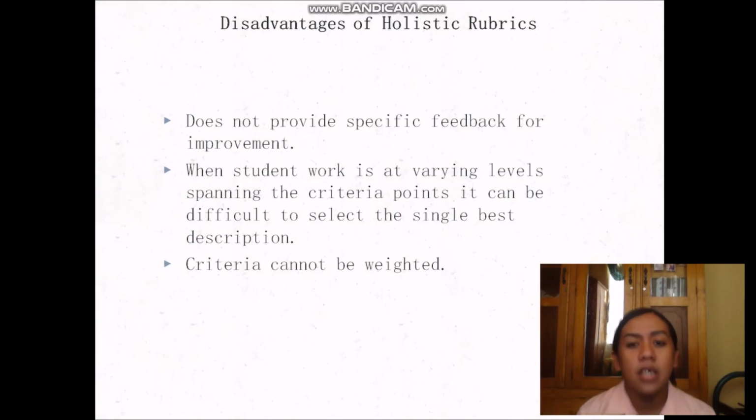So the disadvantages of the holistic rubric are: it does not provide specific feedback for improvement. When students' work is at various levels, spanning the criteria points, it can be difficult to select a single best description. And criteria cannot be weighted.